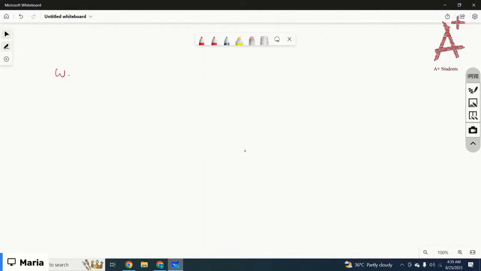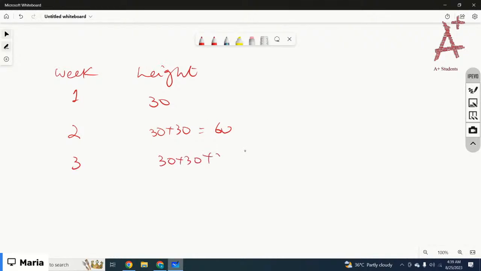Here is the week and here is the height of the sunflower. So week 1, the height is 30. Week 2, 30 plus 30, right? 60. Week 3, 30 plus 30 plus 30, or you can write 30 times 3, right?